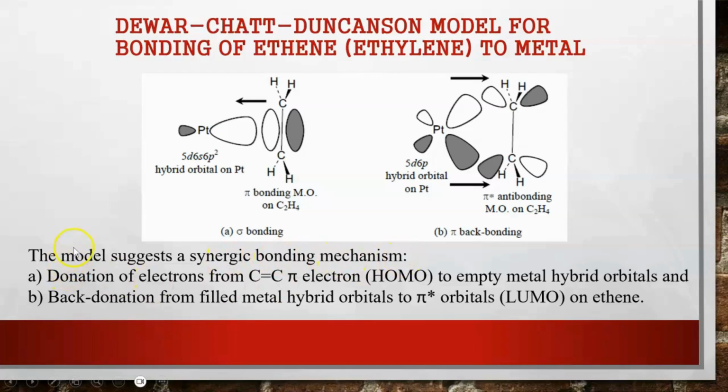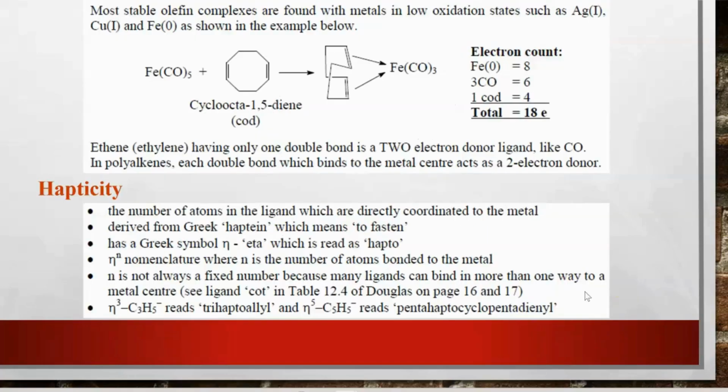The first one is donation of electrons from the C=C pi electrons, the HOMO, to the empty metal orbitals of the metal. Then we have the pi back donation from the filled metal hybrid orbital to the pi star orbital, or LUMO, on the alkene. The most stable olefin complexes are found with metals in low oxidation states, such as Ag(I), Cu(I), and Fe(0), as shown in the complex in the example below.